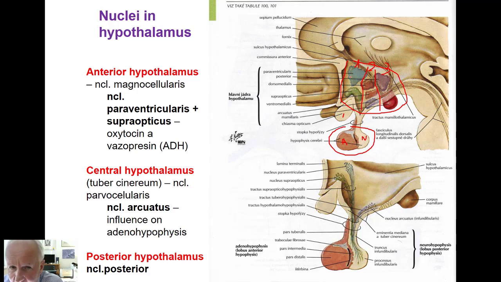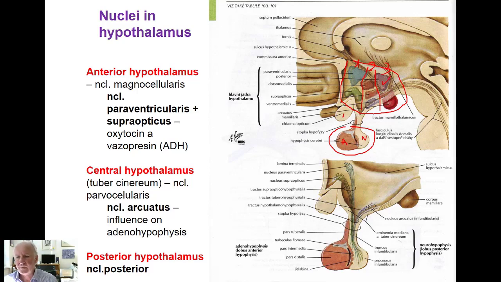So in the anterior hypothalamus you can see this bigger one is nucleus paraventricularis, and above chiasma opticum is this nucleus supraopticus. In the middle part you see the nucleus dorsomedialis. You see the ventromedial nucleus and nucleus arcuatus, this is the lower one. And in the posterior part of the hypothalamus, you can see the posterior nucleus. Nucleus posterior is this one.